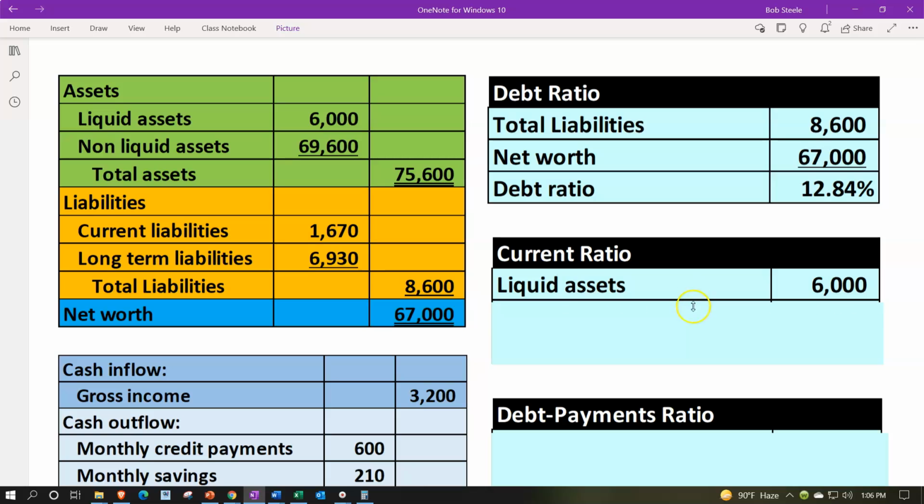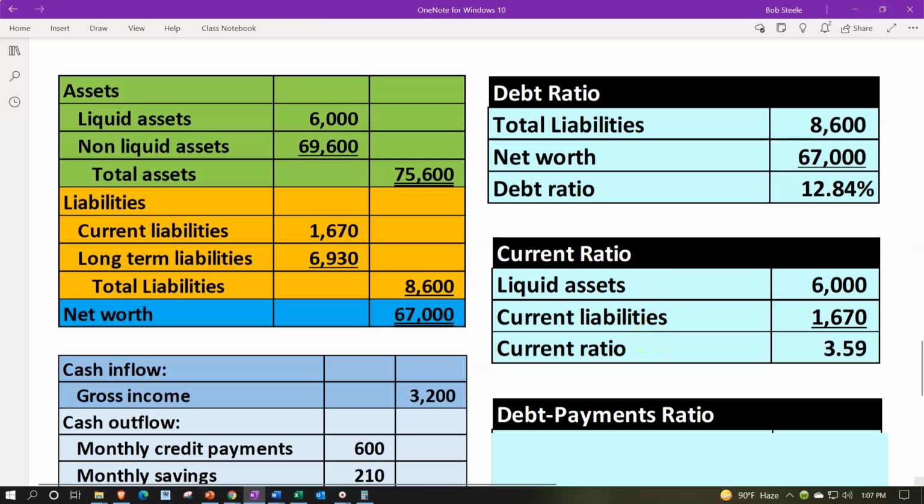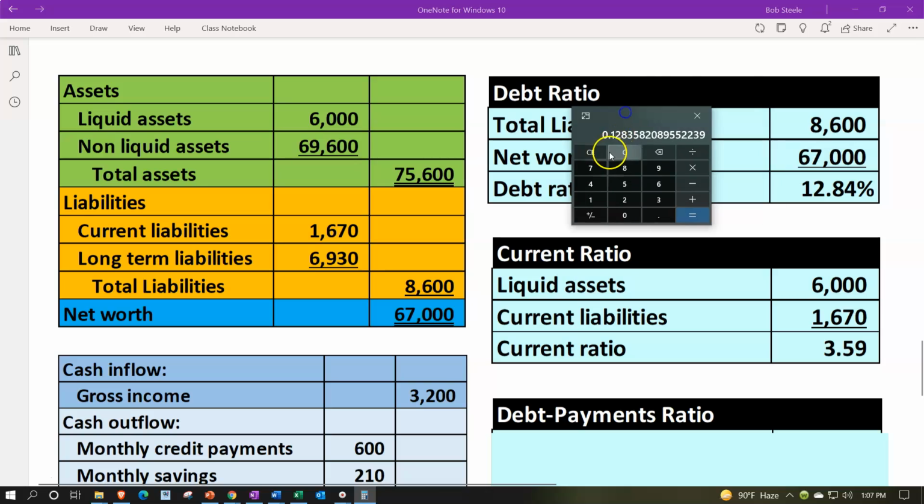And then we've got the liquid assets compared to the liabilities. And this is usually the current ratio. And this is really common for your liquidity ratio. Very common, probably the most common ratio for liquidity, because you're trying to see if you could pay off your current debts. This one is usually not in a percent format. So we take the 6,000 divided by the 1670.